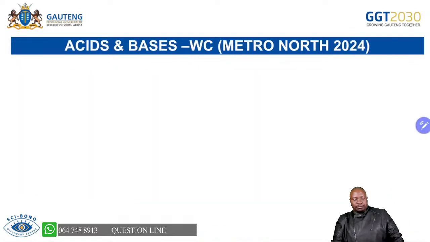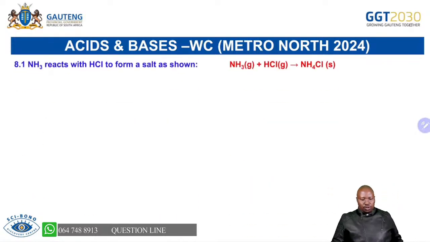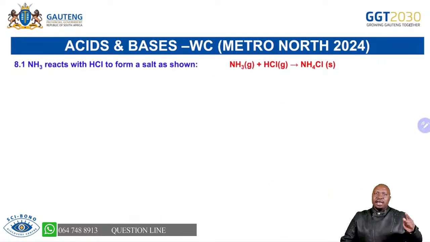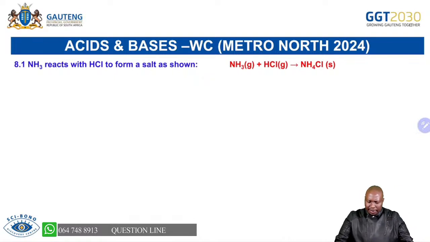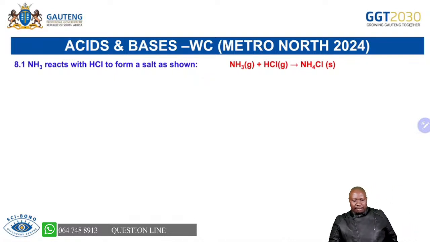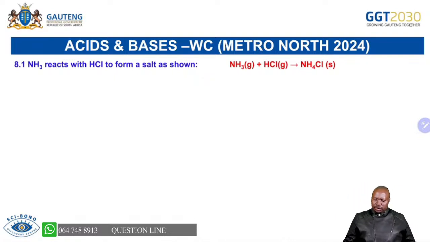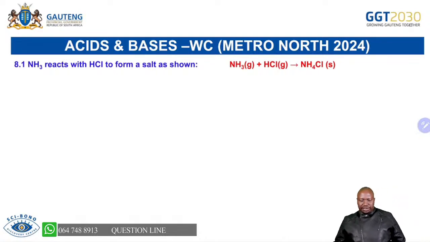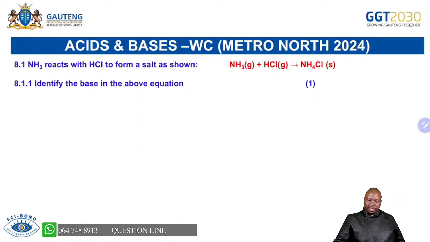So I hope you're enjoying this session, and you are doing questions, and you look at acids and bases with a different eye and are able to say, I can solve these problems. Now look at this. They are saying ammonia. I think we came across something like this, so it won't take time. Ammonia reacts with HCl to form a salt as shown. This is from Metro North, that is Western Cape.